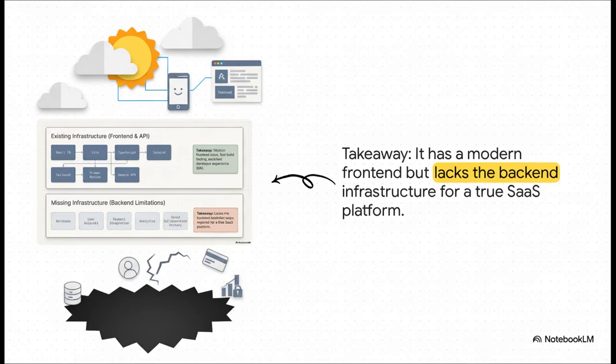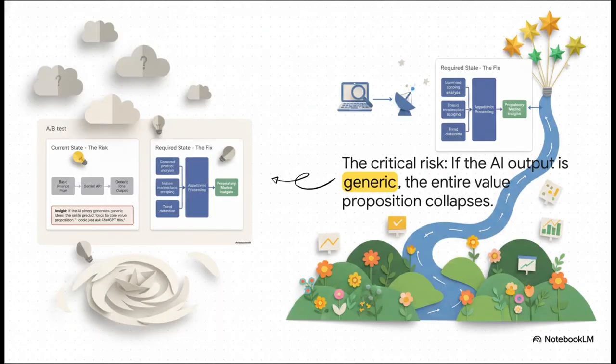This means it isn't really a software as a service or a SaaS platform. It's more of a one-and-done generator tool. And that brings us to what is, without a doubt, the most critical risk. This slide shows 2 different states. The current state is the danger zone, a basic prompt that might just spit out generic ideas. The required state is the fix, an AI that's actually fed with real proprietary market insights.